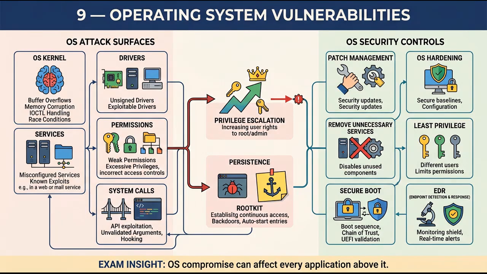Operating system vulnerabilities affect the platform that manages memory, processes, devices, identities, files, and applications. Weaknesses may exist in the kernel, drivers, services, system calls, permissions, or default configuration. Because applications rely on the operating system, a successful exploit may enable privilege escalation, credential theft, persistence, security control bypass, or broad data access.